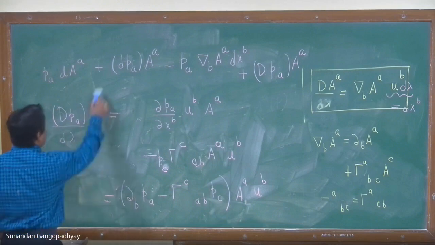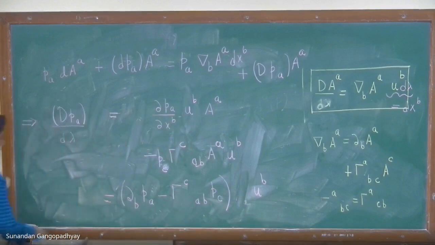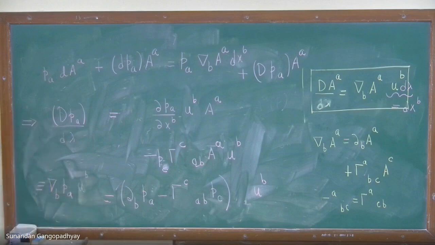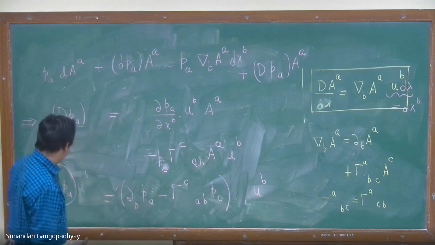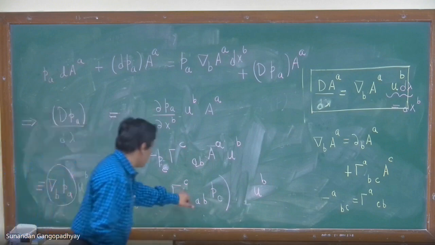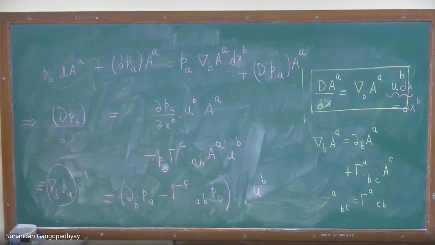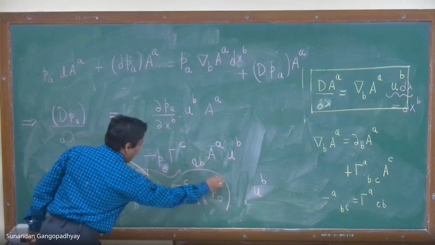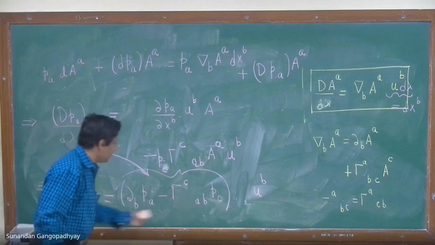Now this vector A is completely arbitrary and get rid of this. This is gone. And now this I will define here as grad B C A, where grad B P A is the ordinary derivative minus gamma C A B. This part, this full thing. So you have dPA d lambda, that is grad BPA UB, where grad BPA is this.